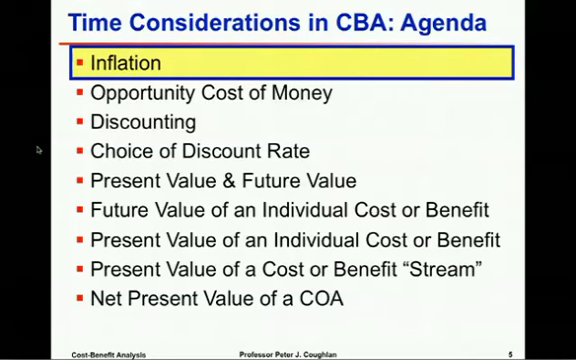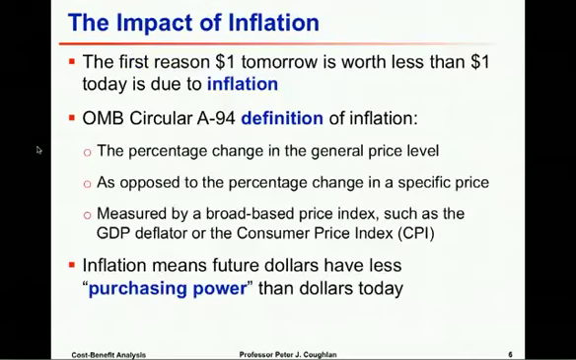And what do we mean by inflation? How do we adjust for it? Now, inflation is the first reason why we say $1 tomorrow is worth less than $1 today. What is inflation? Well, since you all presumably have some idea of what inflation is, let me give you the OMB Circular A-94 definition of inflation. So this is the official, if you will, federal government cost-benefit analysis definition of inflation.